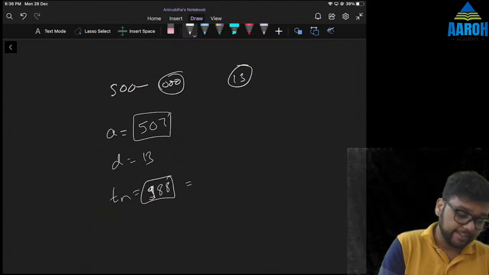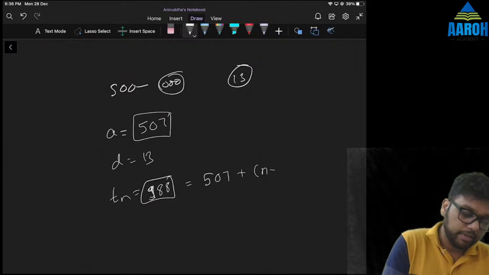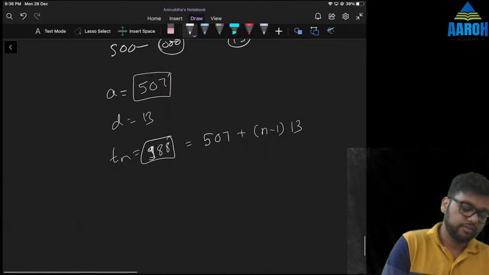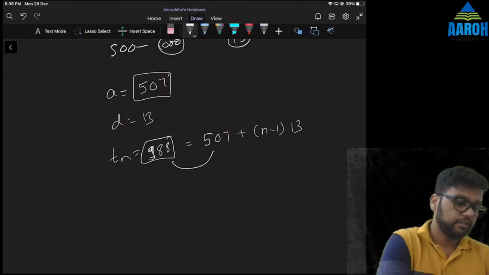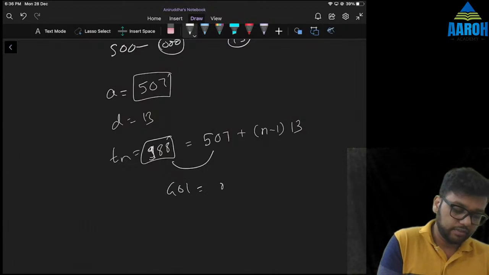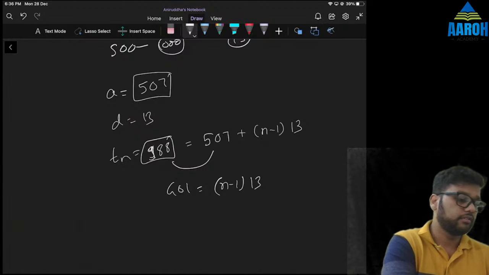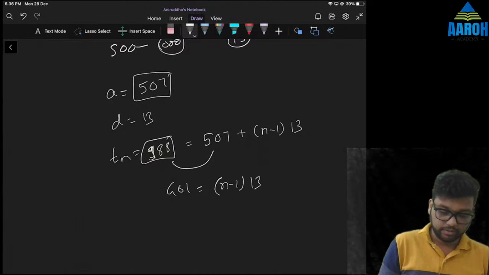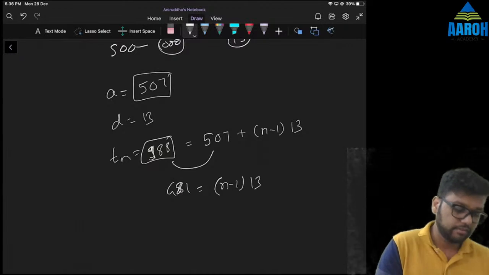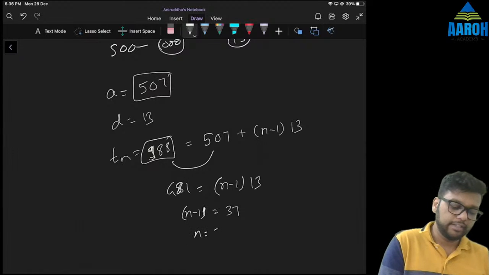So we can find n then, because Tn is what? A plus n minus 1 into d. So let's take this here. 988 minus 507, sorry, that is 481, equal to n minus 1 into 13. So n minus 1 is 37, that means n is 38.